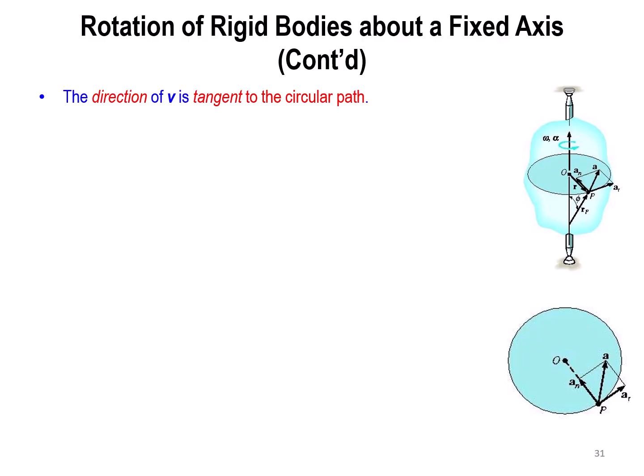Now, the direction of the v is going to be tangent to the circular path. So we said that we have the circular path r. The velocity is going to be perpendicular to it, 90 degrees. The same thing for the acceleration: we're going to have the tangential acceleration, which is going to be in the same direction as the velocity, and we have the normal one, which is going to go toward the center.